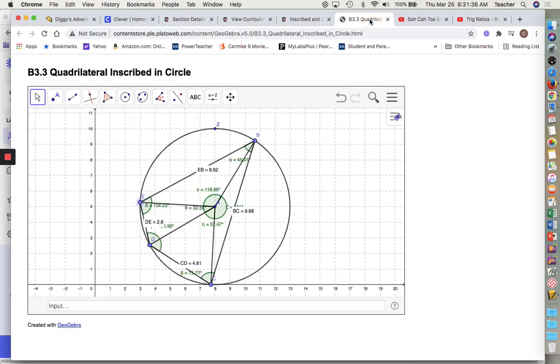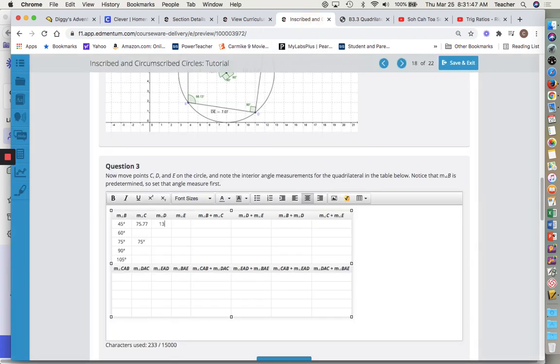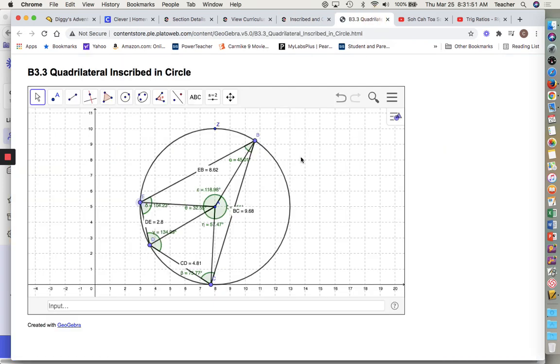Angle D, you can see that, 134.99. Angle E, 104.23.